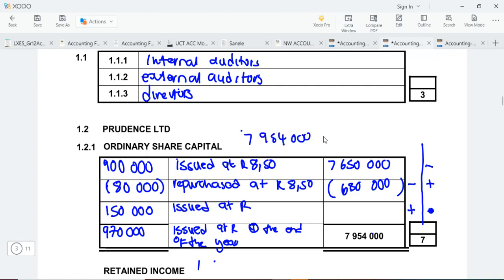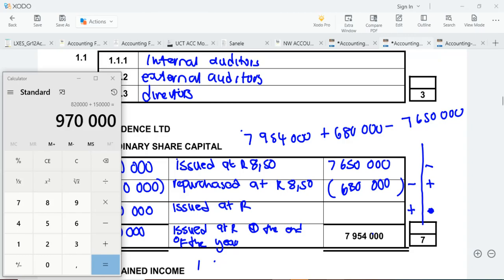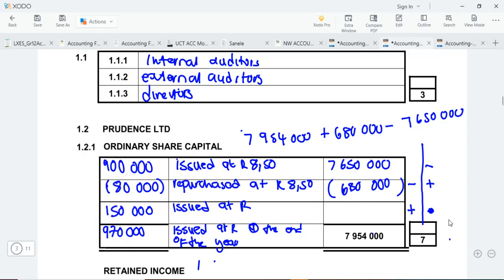7,954,000 plus 680,000, subtract 7,650,000, the amount that we're supposed to get for here. So let's do it quickly. 7,954,000 plus 680,000, and then we minus 7,650,000. Remember here we're using what we call the bottom up method, meaning that we are moving from here going up to get what we want.